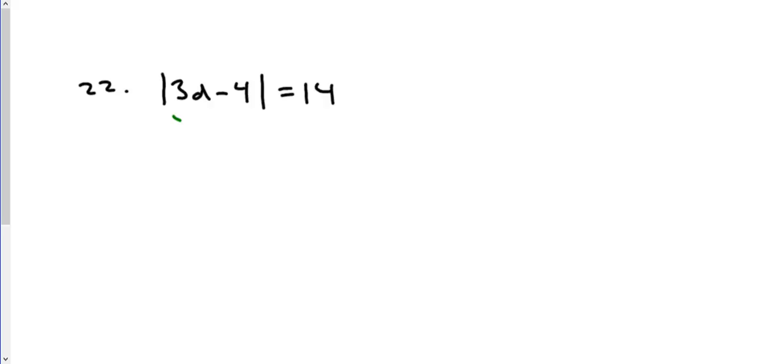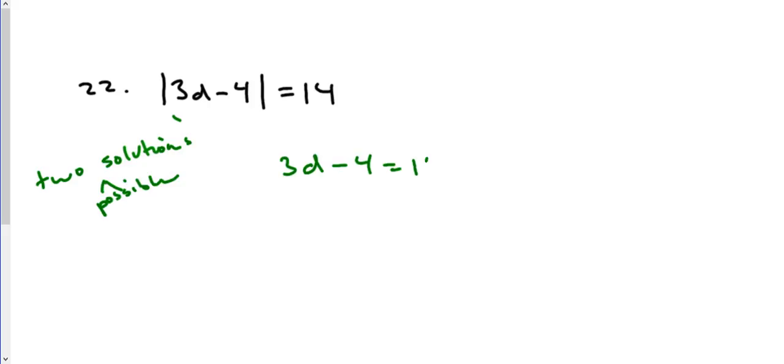Once again, absolute value, we can have two solutions. All right, two solutions, a positive one and a negative one. So, we're going over here. All right, two solutions, positive and negative, two possible solutions. So what we're going to do is create two different equations, one positive and one negative.